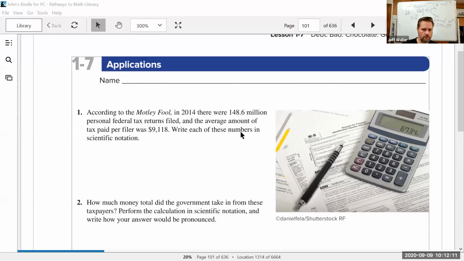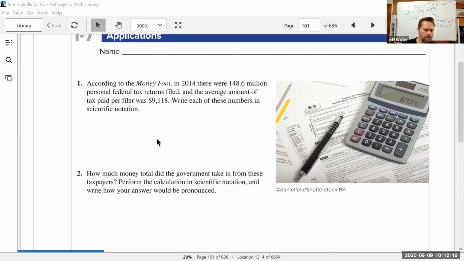The very first thing is very direct. It says just write each of these in scientific notation. That's all it says. But then you're going to have to interpret what to do with those. So this many million tax returns filed, and each taxpayer paid this much on average. The second problem says, how much total money did the government take in? If I know how many tax returns are filed, and I know on average how much each one paid, how do I figure out how much total money was taken in?